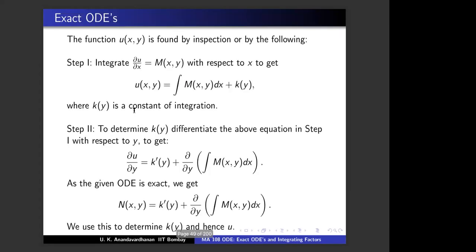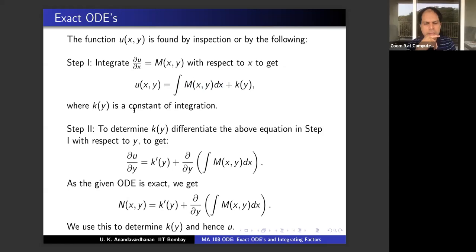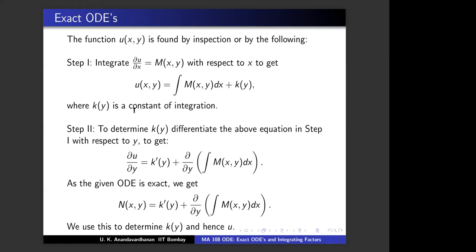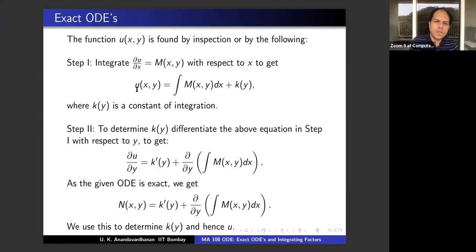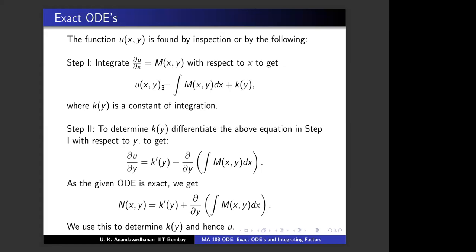Sir, you said before u of x comma y equal to a constant. Then if it is constant, then del u by del x will be 0, no? No, because what you have is u of x, y equal to constant as your final solution. Suppose you have x square plus y square equal to constant. What is the corresponding differential equation? The corresponding differential equation is 2x plus 2y dy by dx equal to 0.